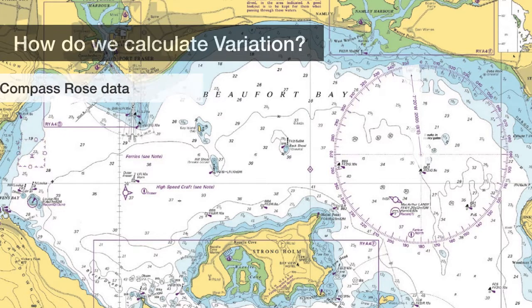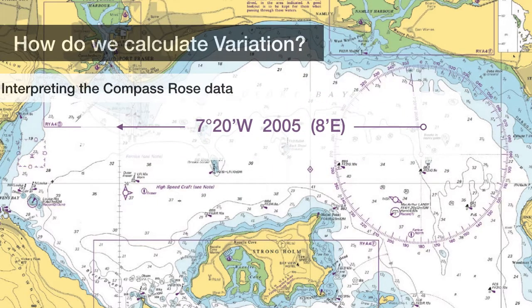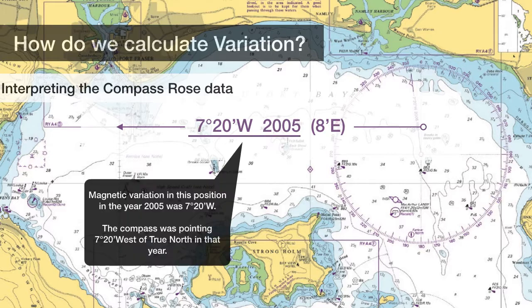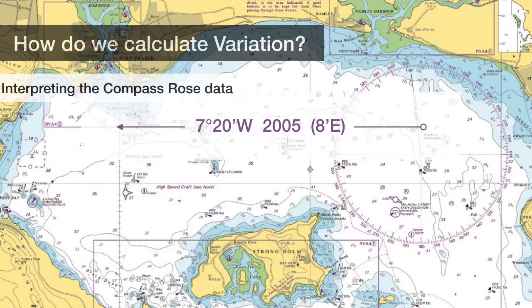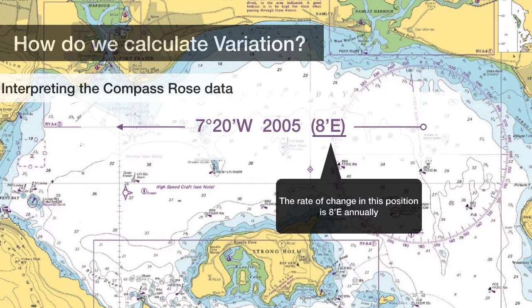How do we interpret the compass rose data? The two pieces of information are written along the arrow. In this example, magnetic variation was 7 degrees 20 minutes west in 2005. The part written in brackets tells us what the annual change to variation is. In this case, 8 minutes east.